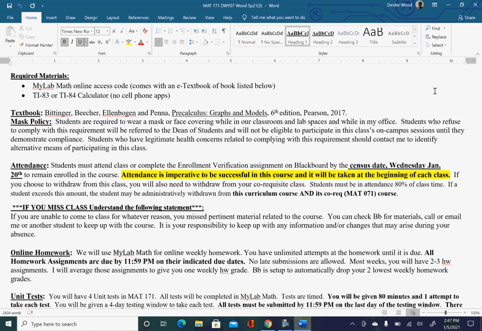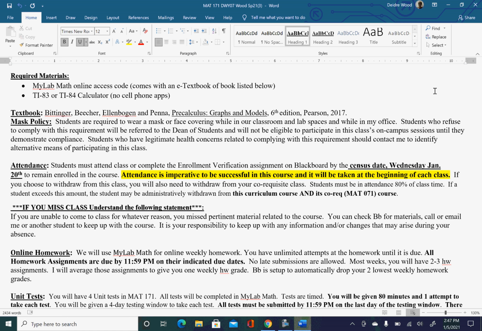And I should also mention here, with that online access code, it comes with a copy of the ebook. So unless you want a physical copy of the textbook, you don't need to buy the textbook, okay, because you have access to the textbook through your MyLab Math online access code. The textbook, though, if you would prefer to purchase a hard copy, I've listed that here for you just below.